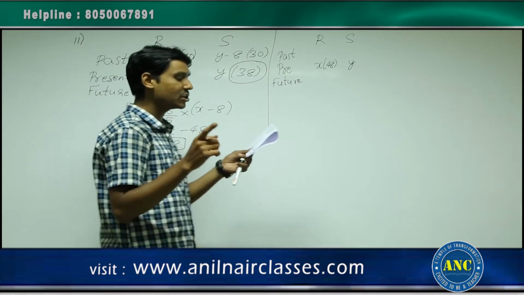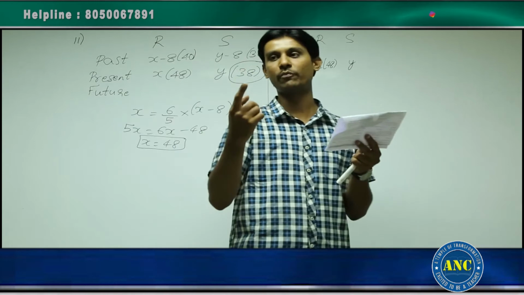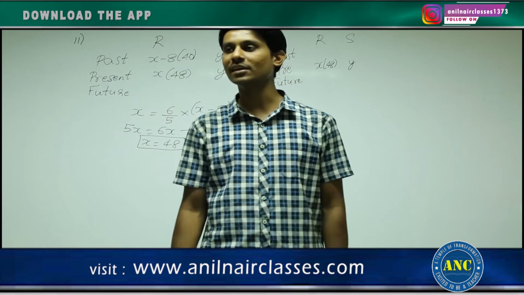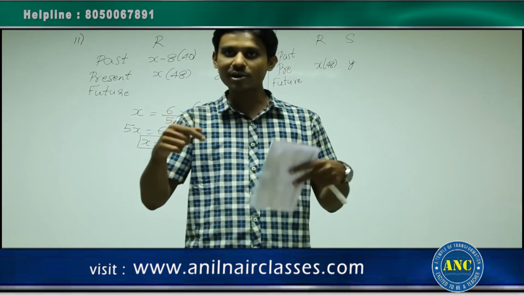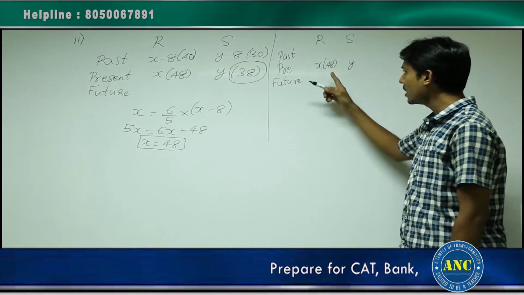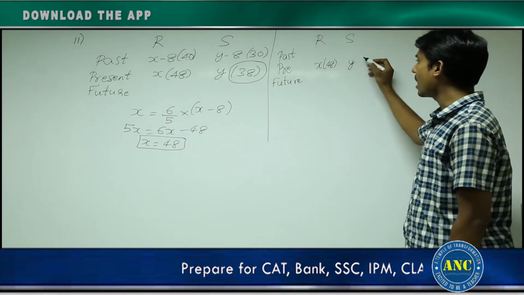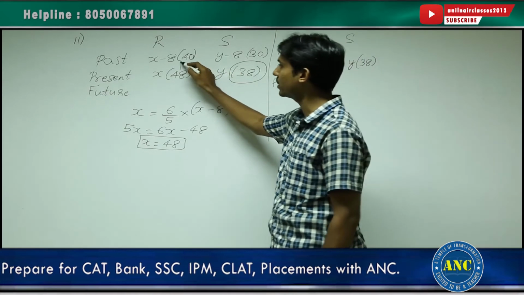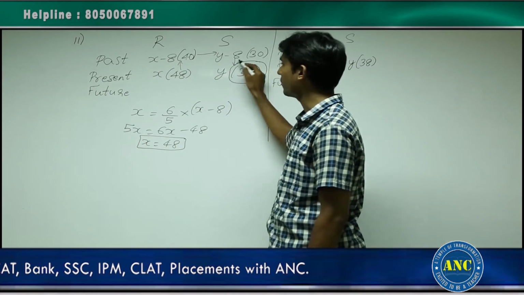Similarly, Rajat's sister was 10 years younger to him at the time of his marriage. When Rajat got married, the age difference between Rajat and his sister was 10 years. Presently also it will be 10 years only difference, right? Common sense. That means if Rajat is 48 years, Rajat's sister should be 38 years. Answer is 38.